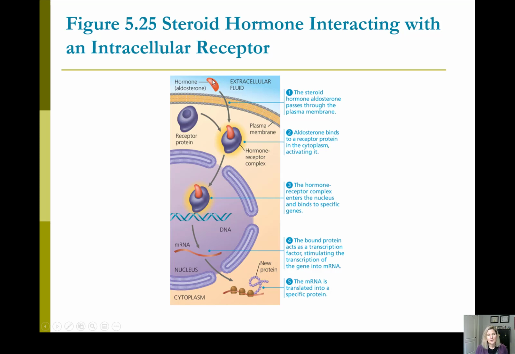So we have our reception taking place inside the cell, so not on the cell surface. We see the transduction where the pathway is taking place, where the cell signal is going to be received and utilized until we end up with a response. A new protein is being formed.